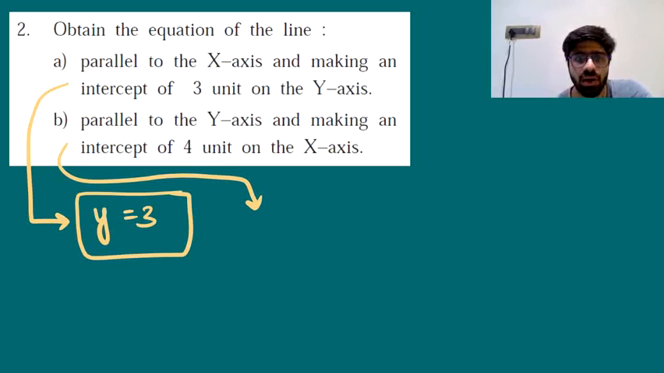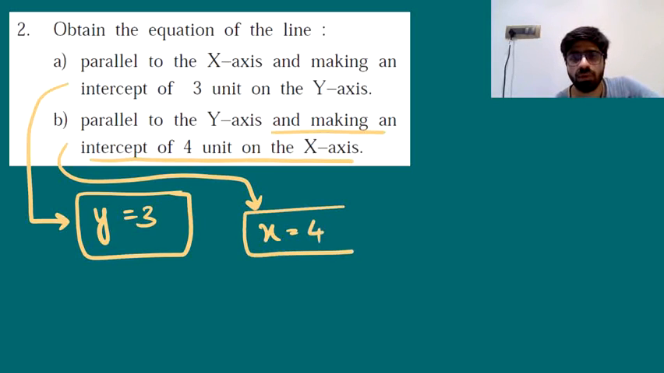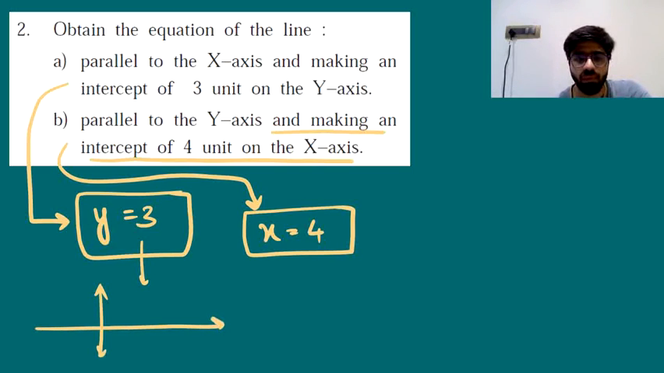Similarly for the B part, parallel to y means perpendicular to x. That means the equation will be x equal to constant. Making an intercept of 4 units on the x-axis, that is, the constant here will be equal to 4. Okay. If I talk of this line, the line y equal to 3 is going to be a horizontal line like this because it needs to be perpendicular to y. This point here will be 3. So this line is y equal to 3.